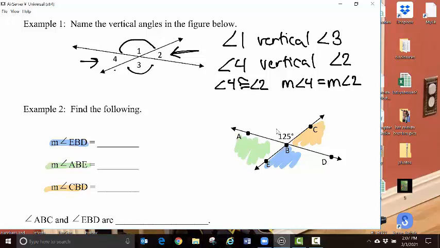Which one is the same as 125, guys? Green, blue, or orange? Blue. Blue, because they are vertical angles.